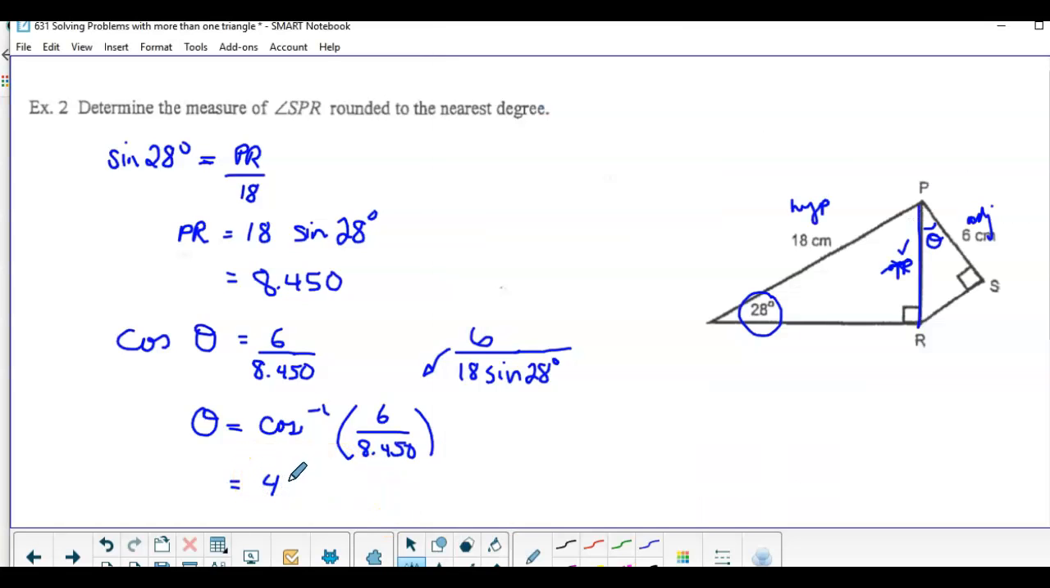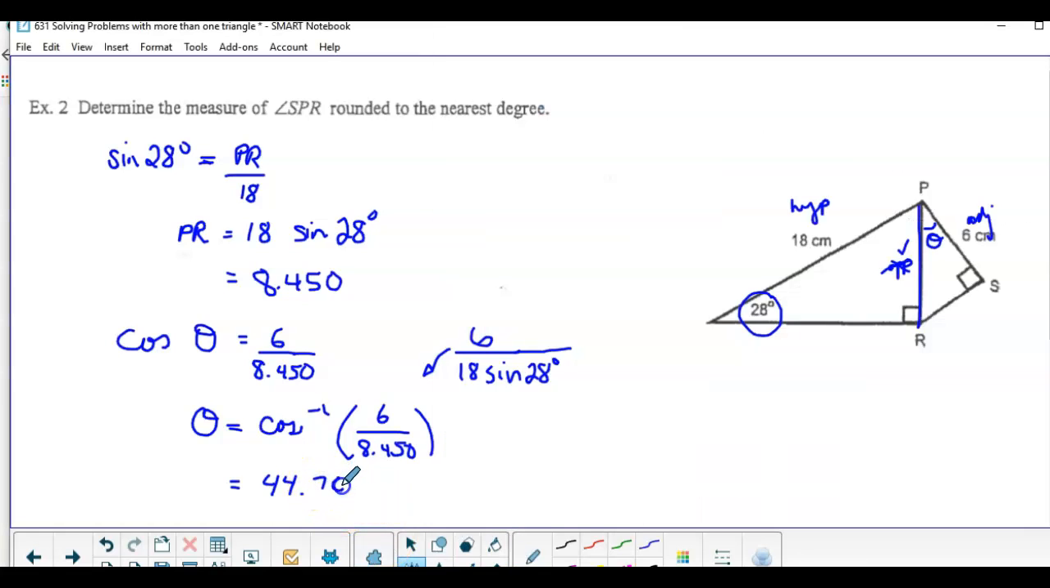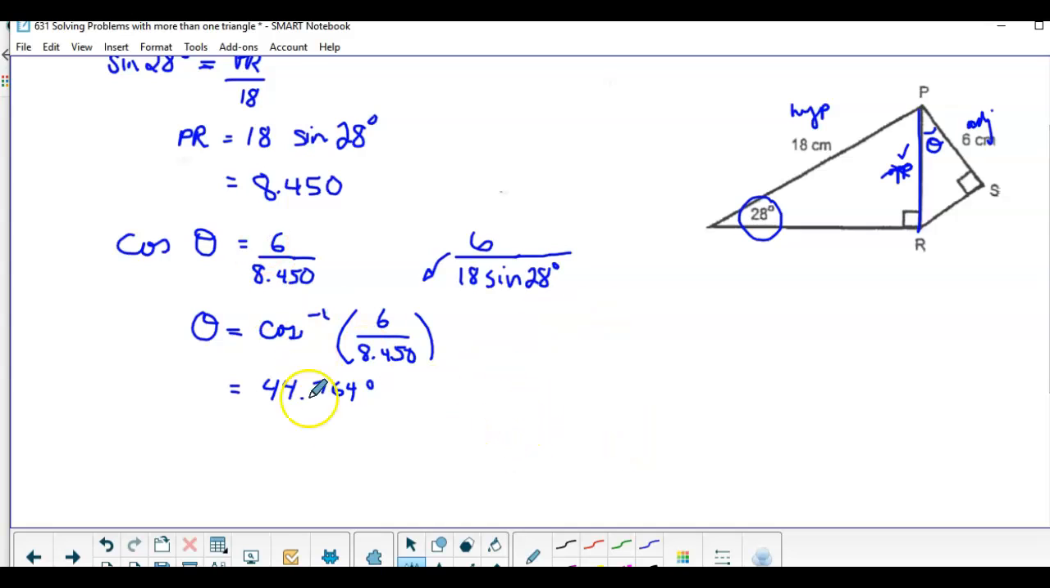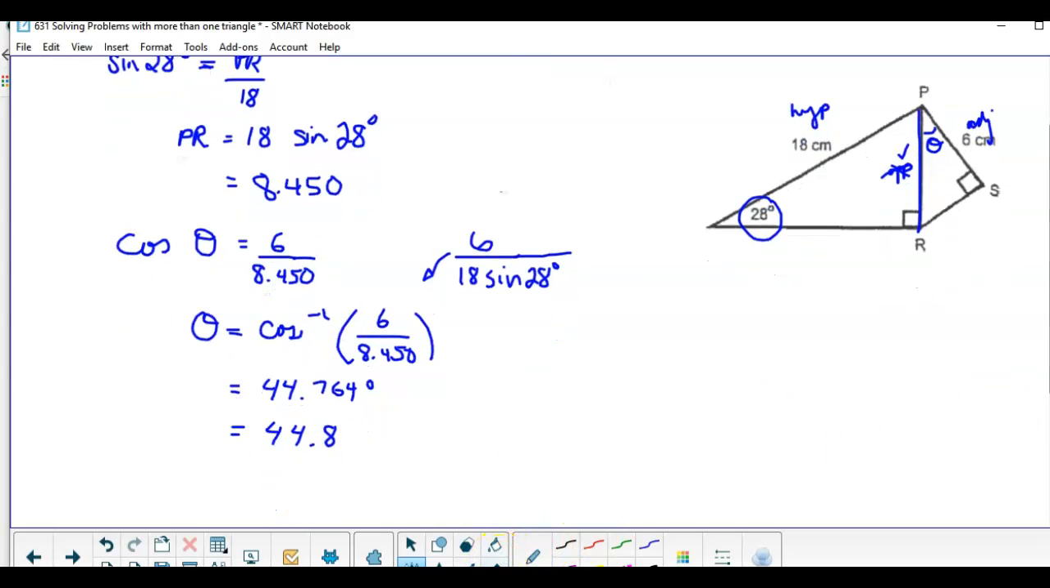Okay, and this says nearest degree. So again, I show a few decimal places, 44.764. And really, this is more for my purpose when I go back to check, because there's no part B in this one, so I really didn't have to show 3 decimal places. But now it's 44 point, oh sorry, what was it? Nearest degree, so 45 degrees.